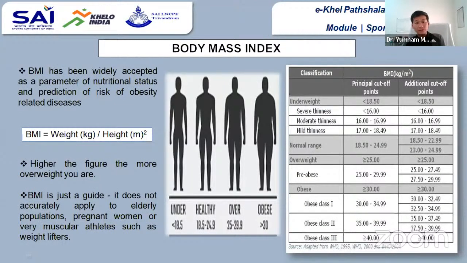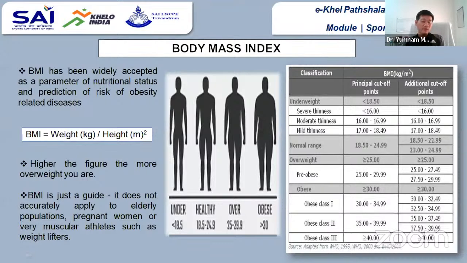So in nutrition or medicine, one of the very good indicators for these things is body mass index. You might have heard about these things, BMI. BMI is widely accepted as a parameter of nutritional status and prediction of risk of obesity related disease. This BMI gives the information about, according to your age, according to your height, how much weight should be maintained. So it is quite useful for mostly the growing age period.